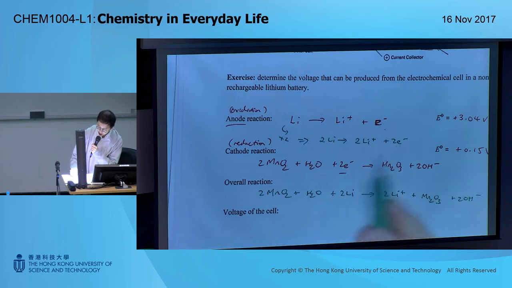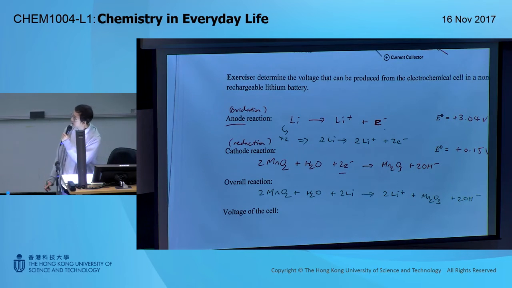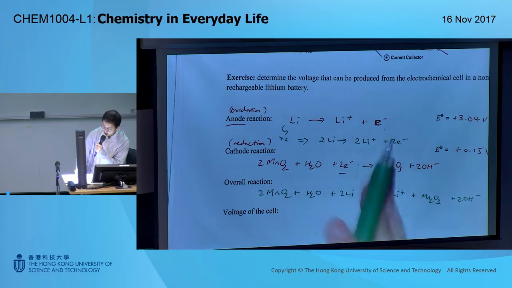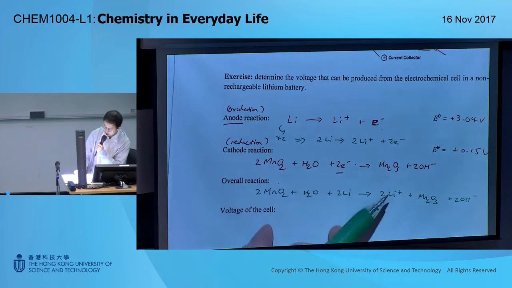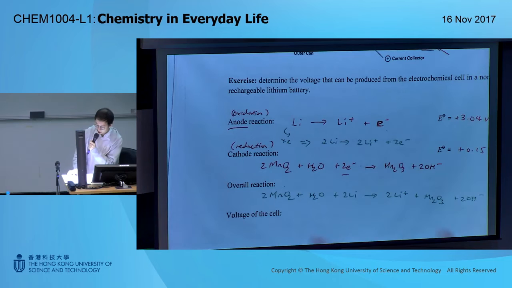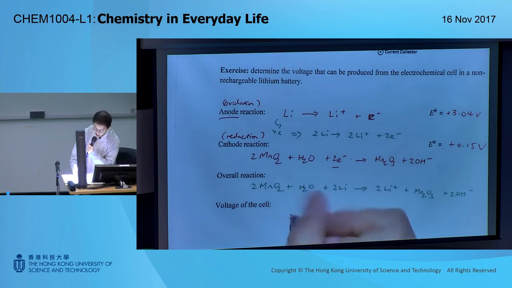And the electrons term cancel out. Okay, so the overall reaction is found by balancing number of electrons in both equations and then adding up together. What's on the left side add up together, what's on the right side add up together. And anything that is the same on both sides get cancelled out. The voltage of the cell is the addition of the two numbers, remember that?